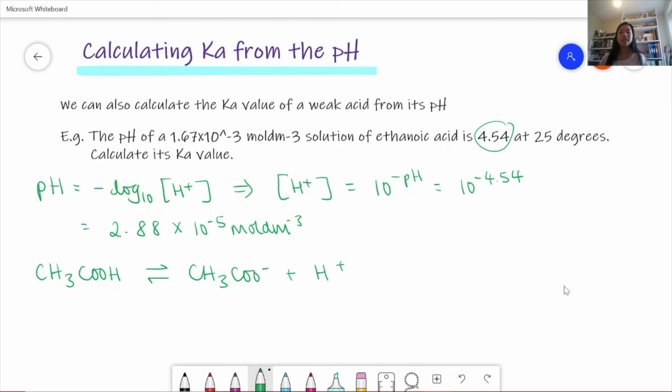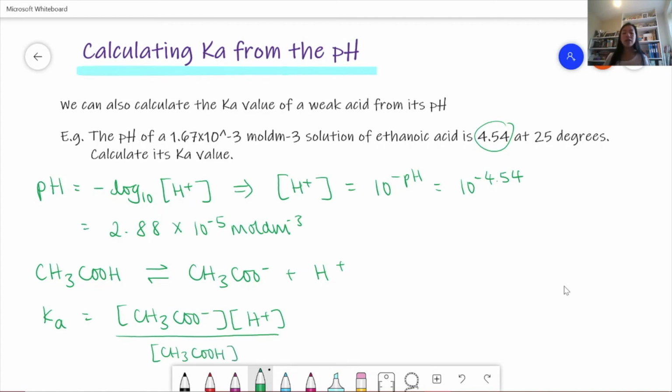And so that means that writing out the equation for Ka, we have Ka is equal to the concentration of CH3COO minus ions multiplied by the concentration of H plus ions divided by the concentration of the ethanoic acid. And now we use the fact that at equilibrium, the concentration of both the ions will be equal. And so we get the Ka is equal to the concentration of H plus squared over the concentration of the ethanoic acid.